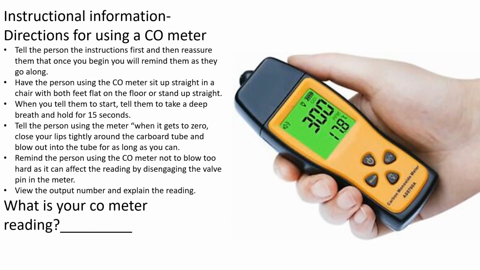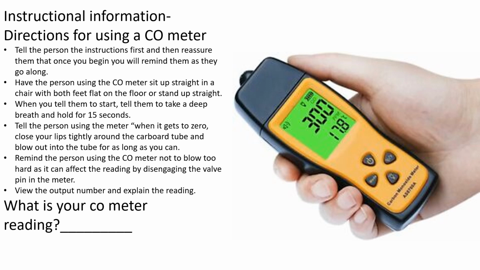So this is just instructional information or directions for using a CO meter. Tell the person the instructions first and then assure them that once you begin, you will remind them as they go along. Have the person using the CO meter sit up straight in a chair with both feet flat on the floor or stand up straight.